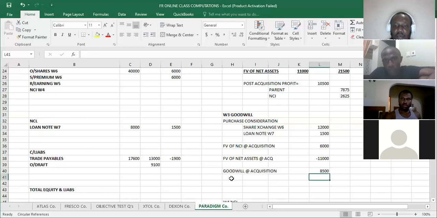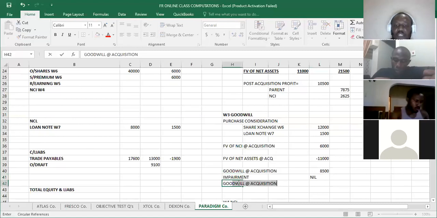Now we have our impairment. What do you know about impairment in this question? How much is our impairment? You say you're working for impairment. 225. 400. No, they said there are no impairment losses within the group during the year.